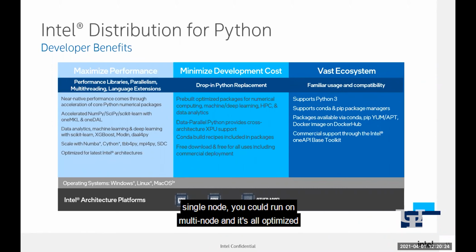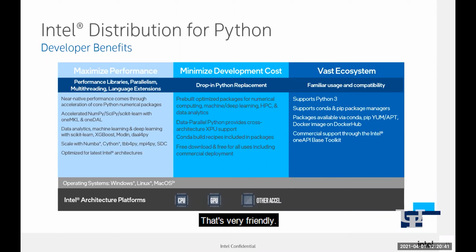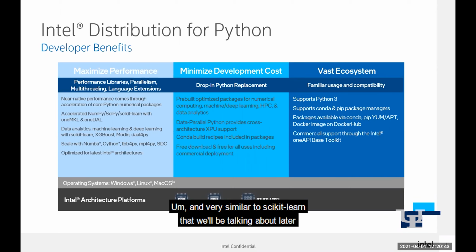And it's all optimized with the latest Intel architectures. The greatest part about this is that it's a drop-in replacement. A lot of these optimizations come simply because you installed AI Kit, with little to no code changes required. DAL for Py is an extra API that's very friendly and very similar to scikit-learn that I'll be talking about later on and actually doing a demo on.